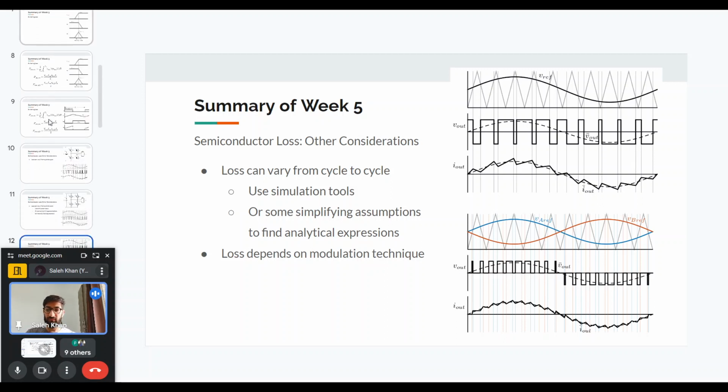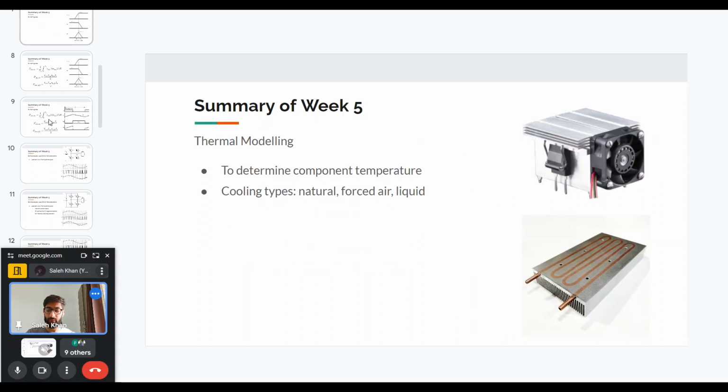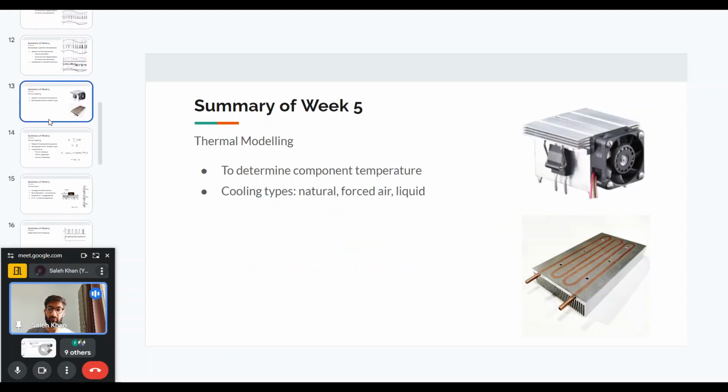So once we have found out the semiconductor loss, what we want to do is now determine the temperature of the device, and that will allow us to select a particular heatsink. And heat sinks come in various shapes and sizes, and we have different cooling techniques as well. The three basic cooling techniques are what is called natural cooling, which means we just have a heat sink connected to a device, and the heat sink will basically radiate all the heat.